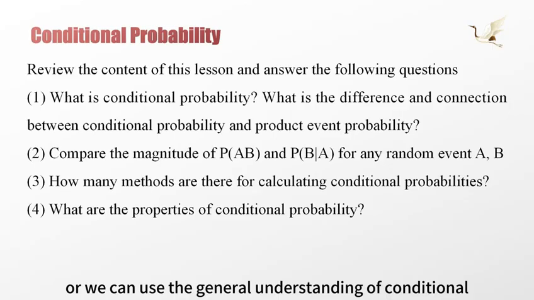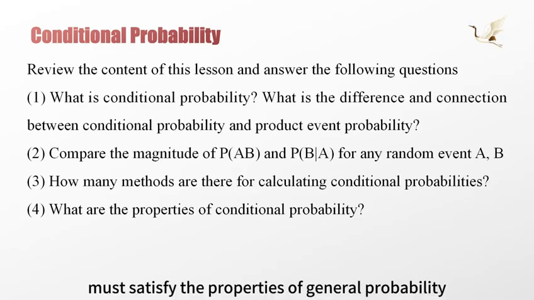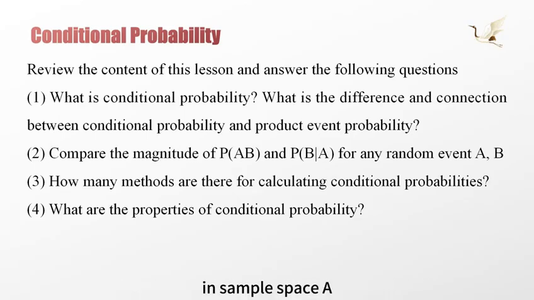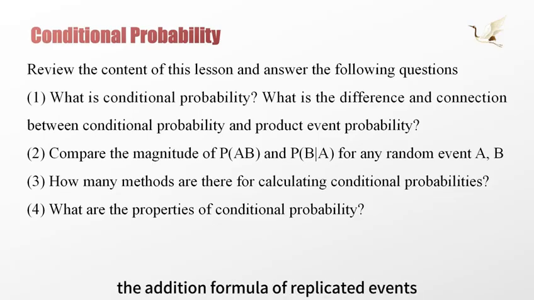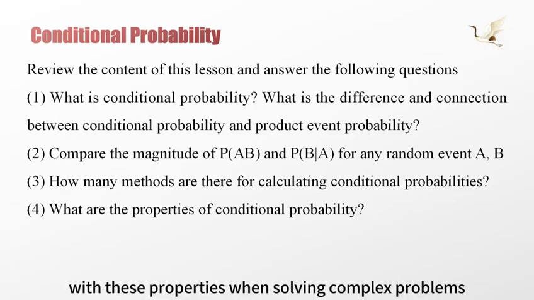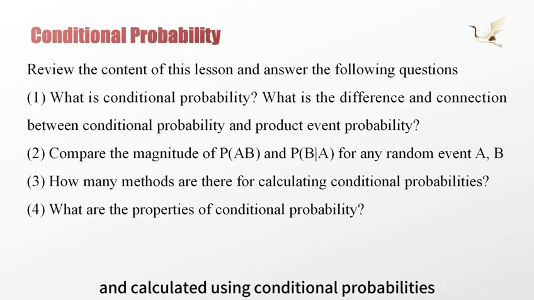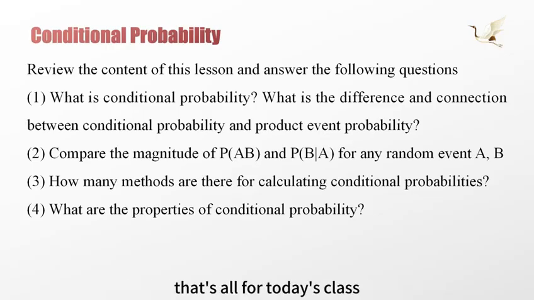Or we can use the general understanding of conditional probability to calculate it using classical probability models on a reduced sample space A. As a special form of probability, conditional probability must satisfy the properties of general probability in sample space A, such as the non-negativity and normativity of probability, the addition formula of mutually exclusive events, and the sum of probabilities of opposite events being 1. With these properties, when solving complex problems, an event can be divided into different categories and calculated using conditional probabilities. That's all for today's class. Goodbye, everyone.